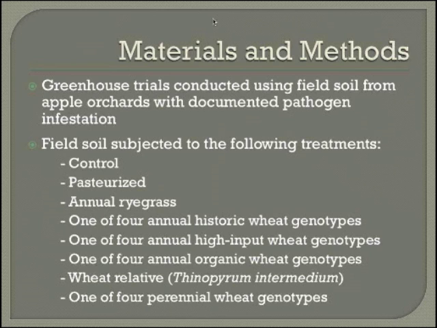And they had been identified in Mazzola's previous research as having a greater ability to enhance populations of these beneficial antagonists. Then we had 4 varieties from the advanced organic breeding program that are selected under much lower input conditions, more stressful environments. We had a wheat relative and then one of 4 perennial genotypes from the advanced perennial breeding program.